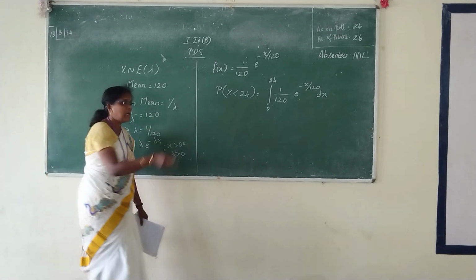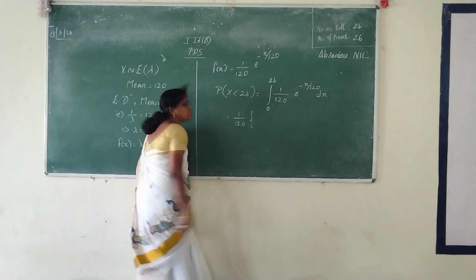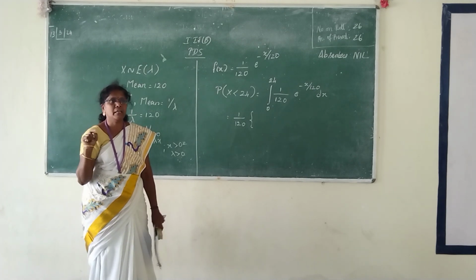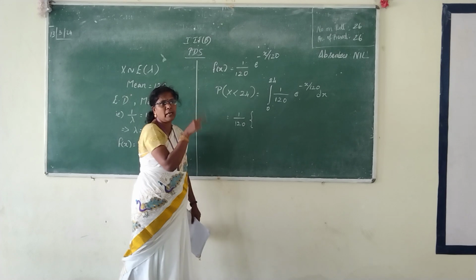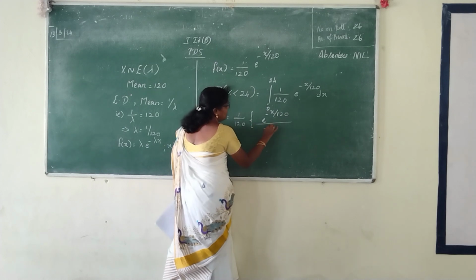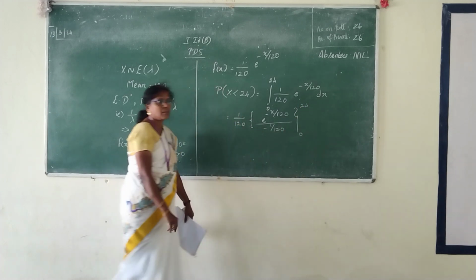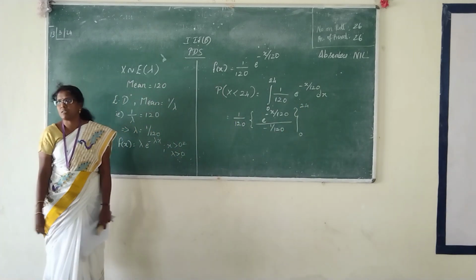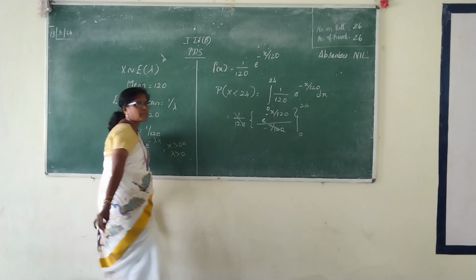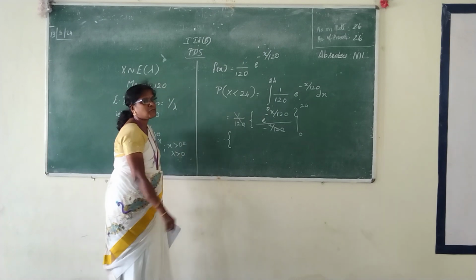Integrate. So 1 by 120 is a constant. What is the integral of e power minus ax? E power minus ax divided by minus a. So here a equals 1 by 120. So e power minus x by 120 divided by minus 1 by 120, within the limit 0 to 24. The constant will come in the denominator. So what happened now? 1 by 120 cancels. Remaining, substitute the limit values, minus 1. Upper limit, substitute x equal to 24.